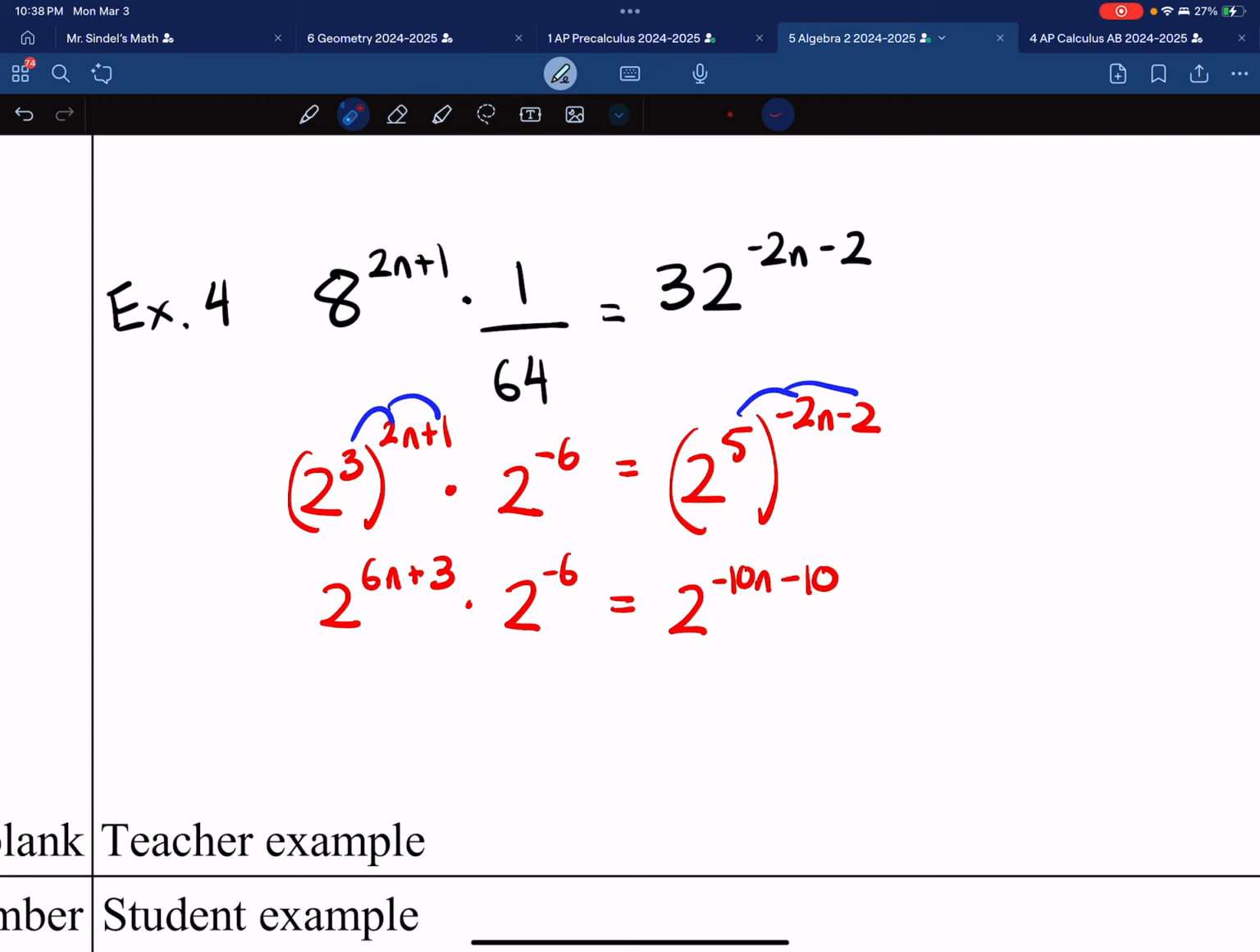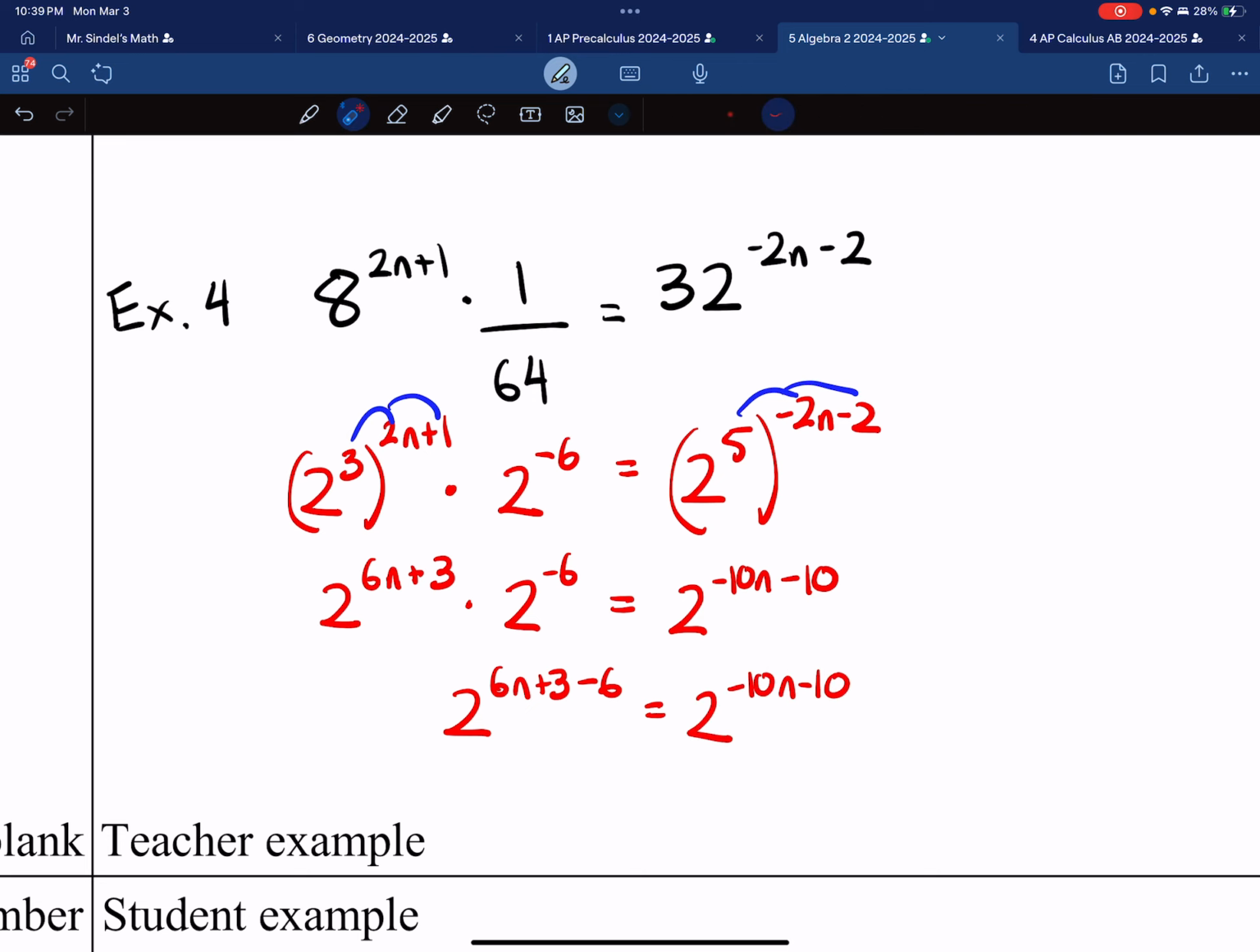Notice I still have two different bases on the left. I need one base on the left, one base on the right, so I need to combine these. Whenever we multiply bases that are the same, I just add the powers. So I'm going to add those, and I'm going to get 2 to the power of 6n plus 3 minus 6. Adding a negative 6 is the same thing as just writing the negative 6 next to it. That's going to be equal to 2 to the power of negative 10n minus 10.